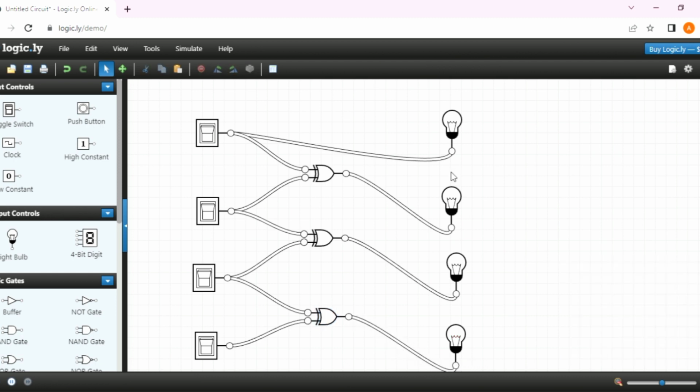So let's see one example. As I already said, the binary code 1010 has the gray code equivalent 1111. Let's verify it. First bit 1, second bit 0, third bit 1, fourth bit 0. The output is 1111. So the binary code 1010 has 1111 as the gray code equivalent. It is verified. So let's see another example.